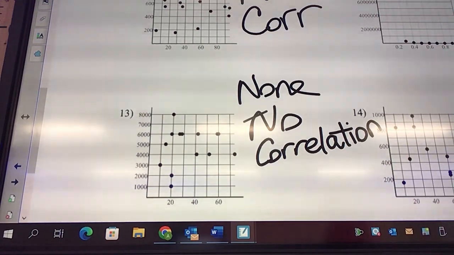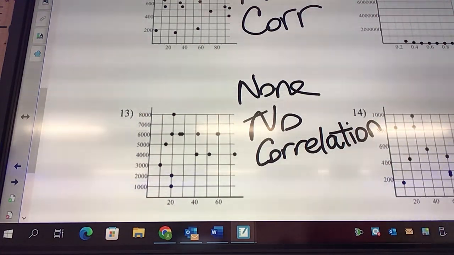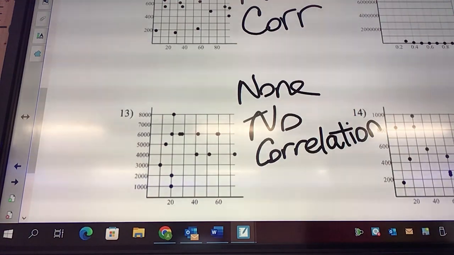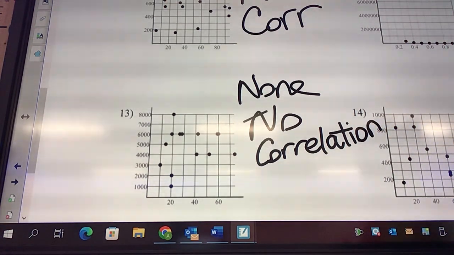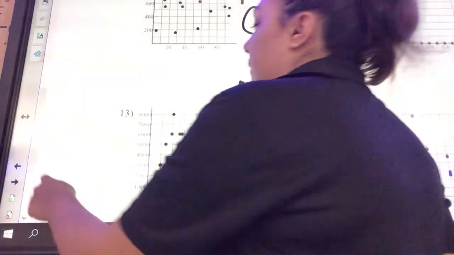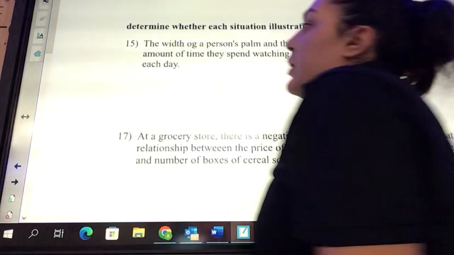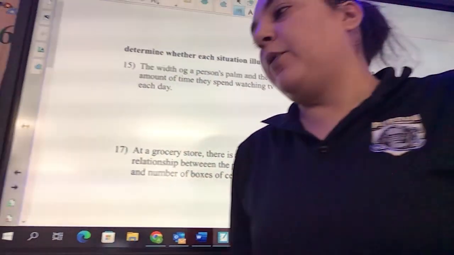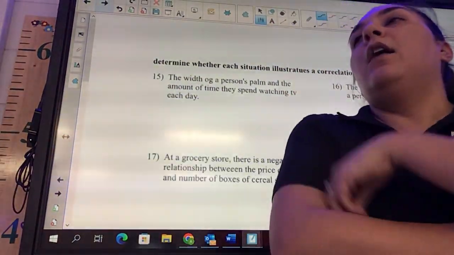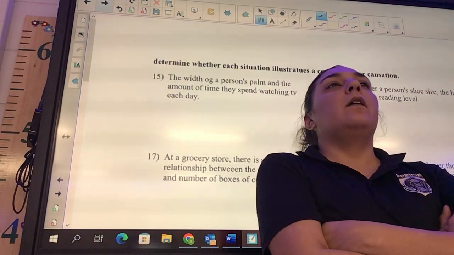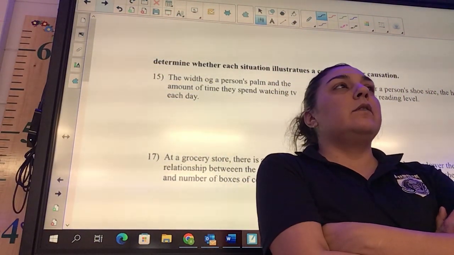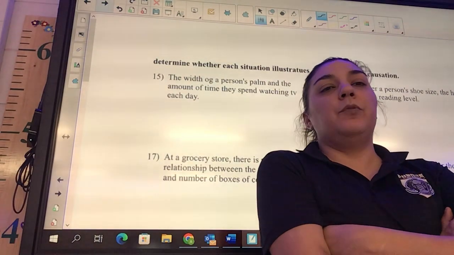So we did all that before break. That's really nothing new. You should have seen that in 7th grade, 8th grade, earlier this year in your freshman year. Now let's talk about correlation versus causation. A correlation is when two things are just straight up related, and they can be something random or something that is typically true.